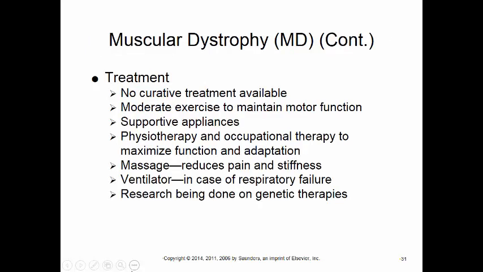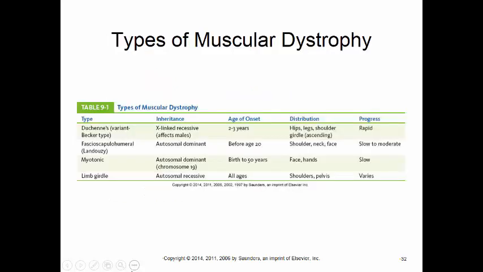Okay. Treatment: so far there is no current treatment available. Try moderate exercise to maintain motor function. Supportive appliances, physiotherapy, and occupational therapy to maximize function. Massage to reduce pain and stiffness. A ventilator can be necessary if respiratory failure occurs. Research is currently being done on genetic therapies.